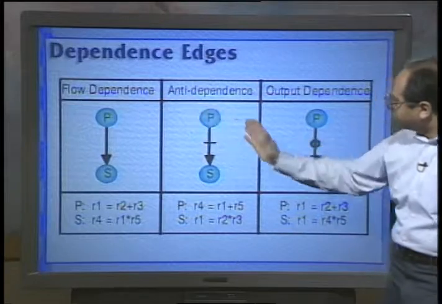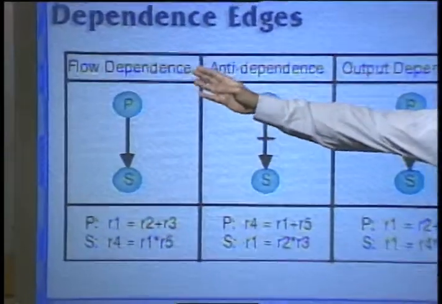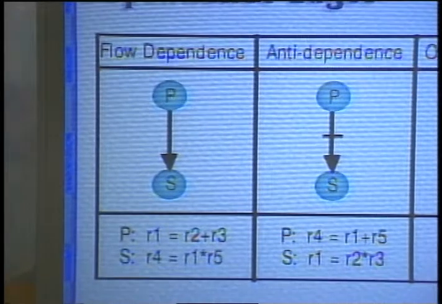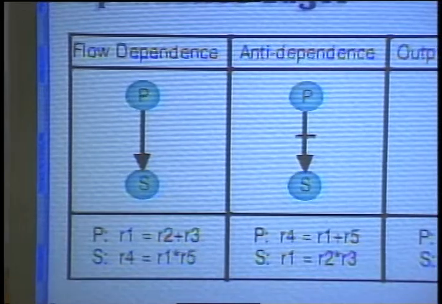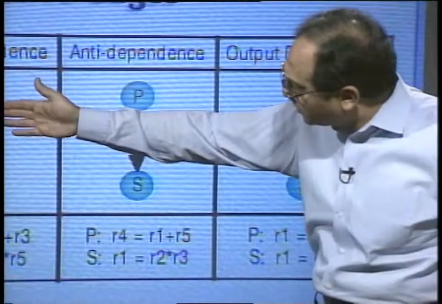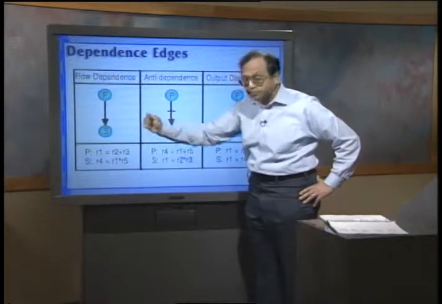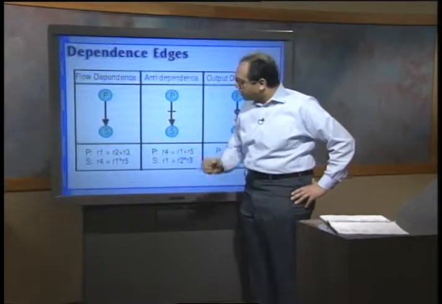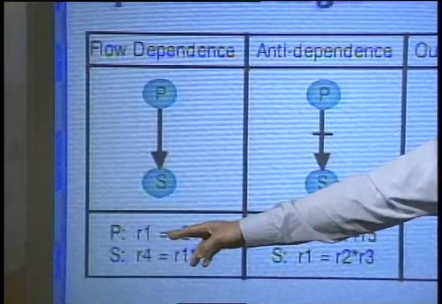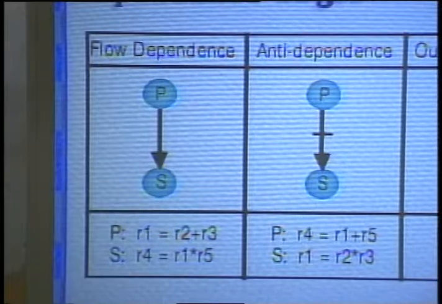There are 3 types of edges that we can have in a dependence graph that are called respectively a flow dependence edge, an anti-dependence edge, and an output dependence edge. Now, a flow dependence edge corresponds to the situation where the predecessor generates a result that is then consumed by the successor. So in this case, the predecessor writes to R1 and the successor reads from R1.